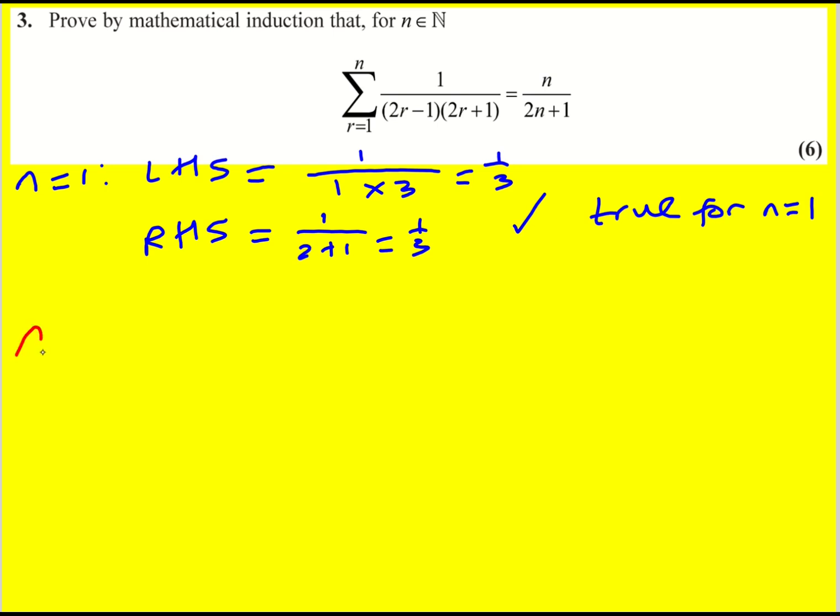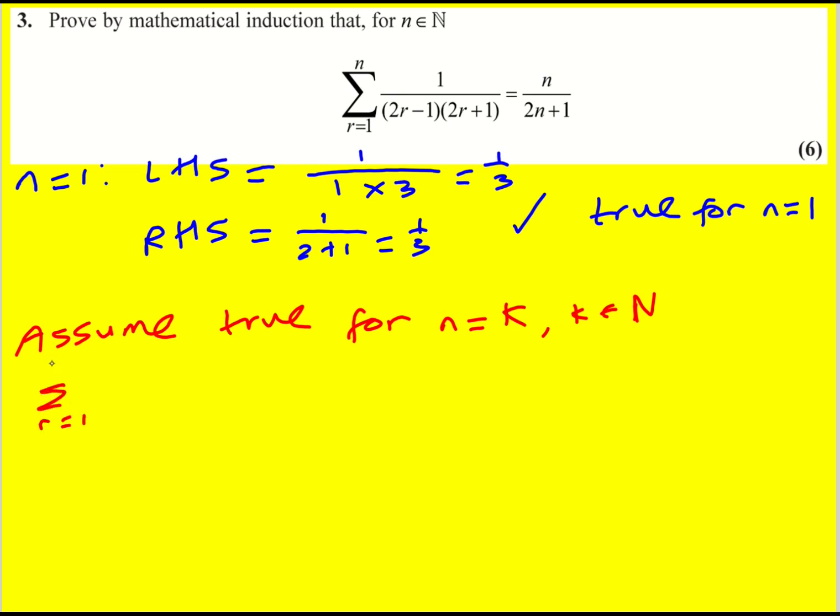Now we're going to assume that it's true for n equals k, some value of k further on. Let's say that k is a natural number. So under this assumption, that means that the sum from r equals 1 to k of 1 over 2r minus 1, 2r plus 1 is equal to k over 2k plus 1.